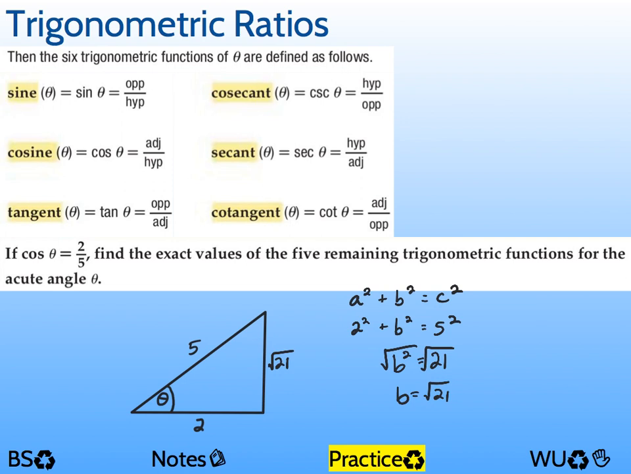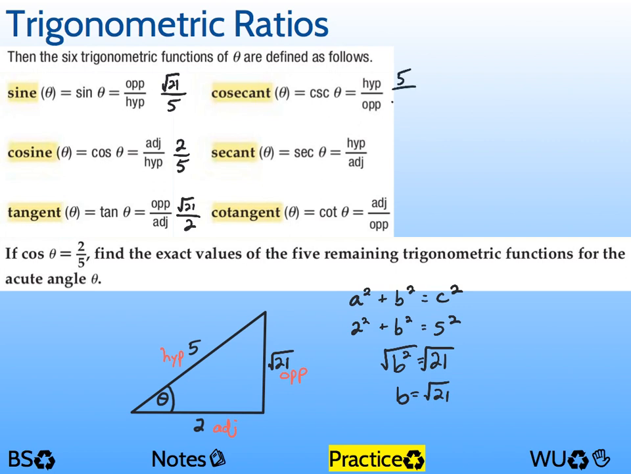Now take some time to solve for the 6 trig ratios above, and remember that you should never leave a square root in the denominator of a fraction. I'll give you the answers in 3, 2. Sine is square root of 21 over the hypotenuse 5. Cosine, which was given to us already, is 2 over 5. And tangent is square root of 21 over 2.